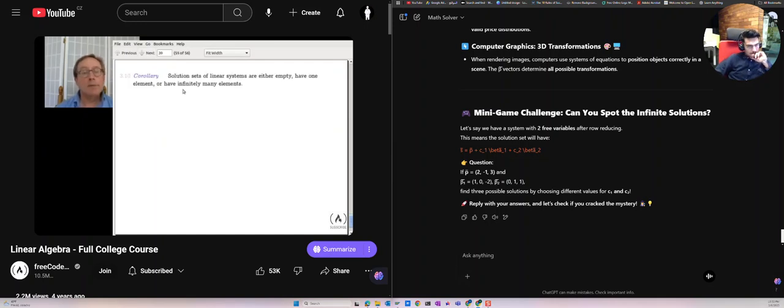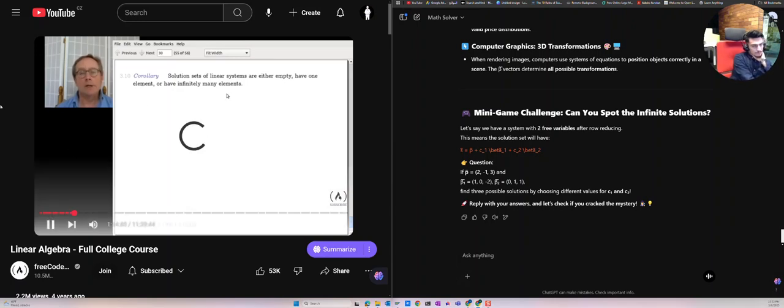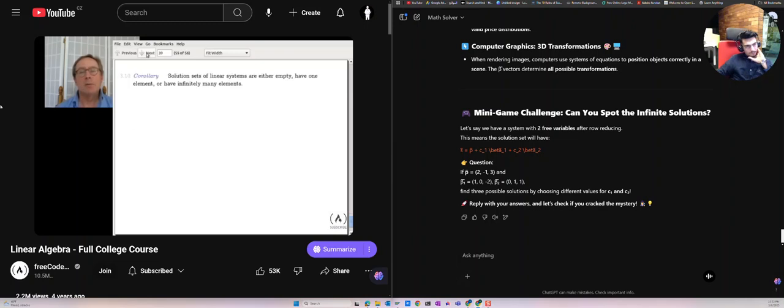In particular, by looking at the previous slide and understanding what the various parts can be, I can see that solution sets of linear systems have three possibilities. Solution sets of linear systems are either empty, have one element, that is to say there's a unique solution, or else have infinitely many elements. Those are the three possibilities that can happen.